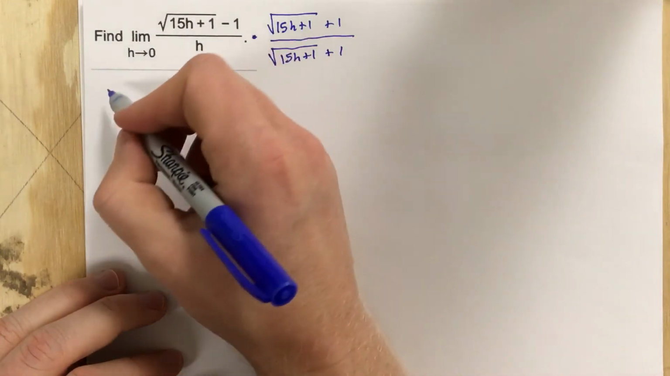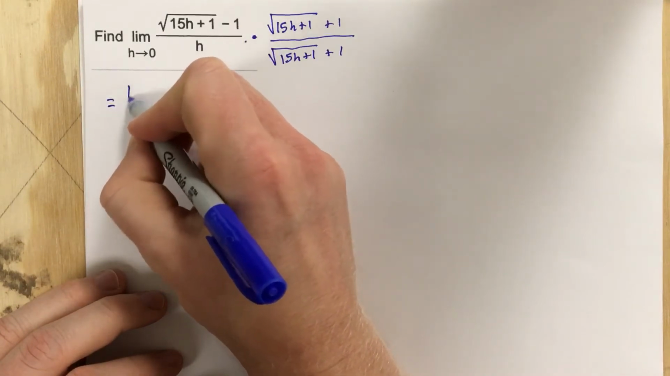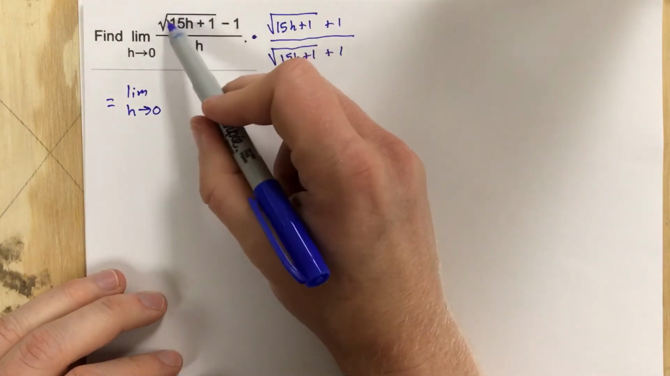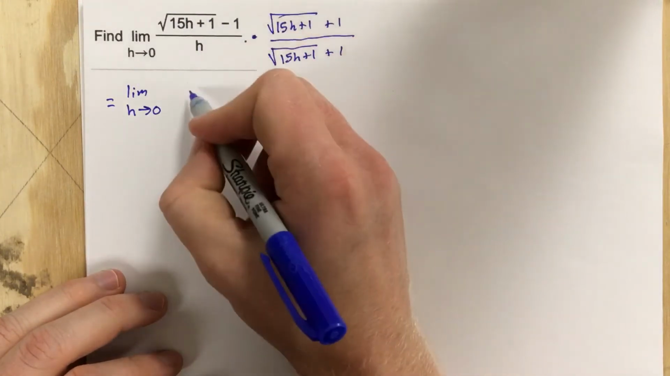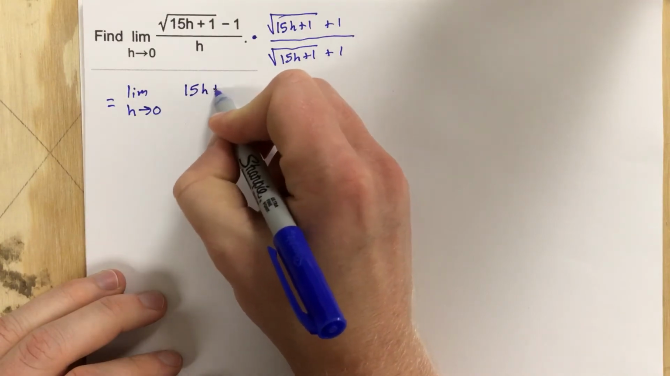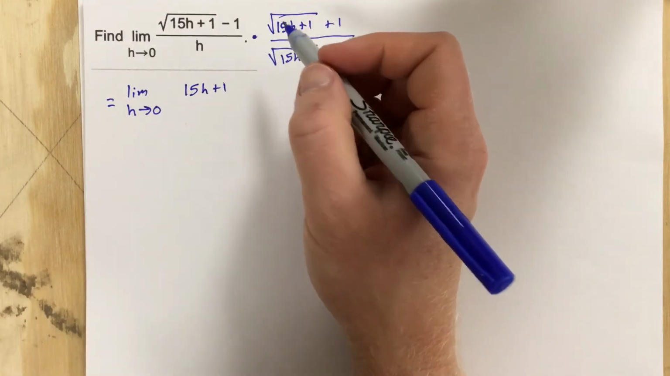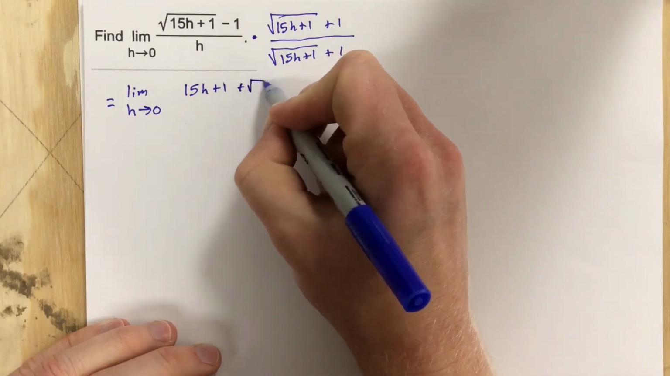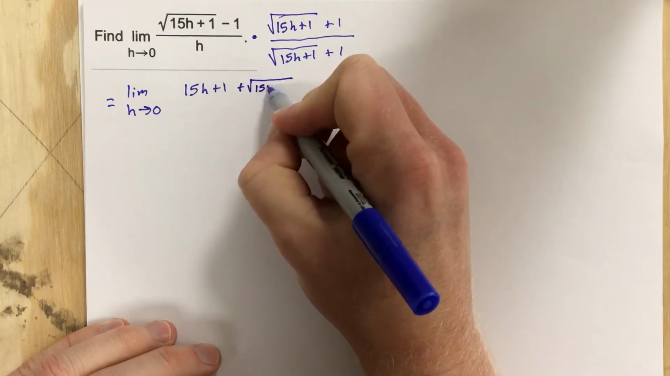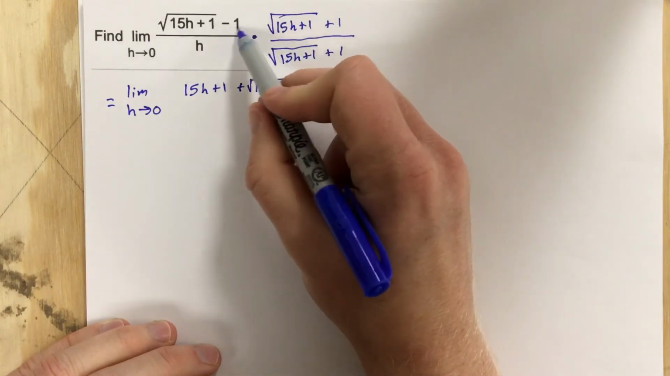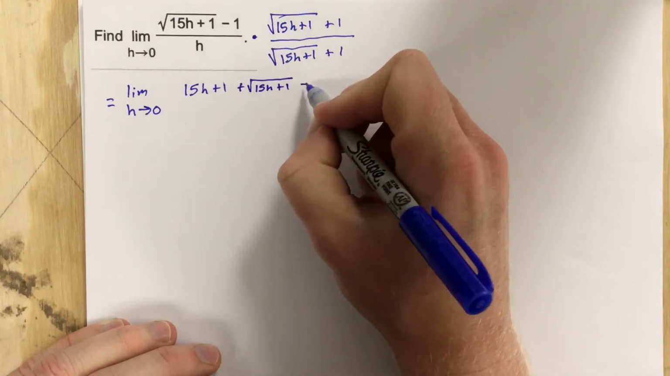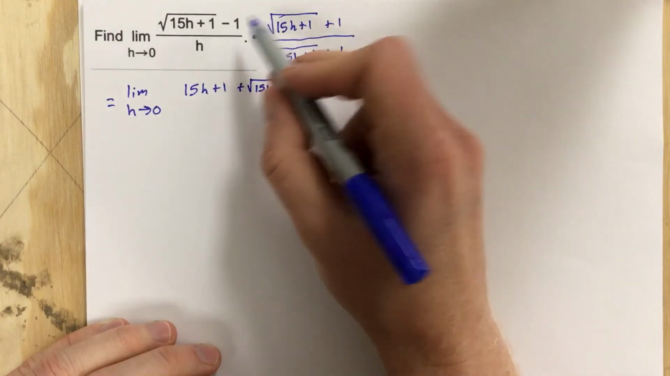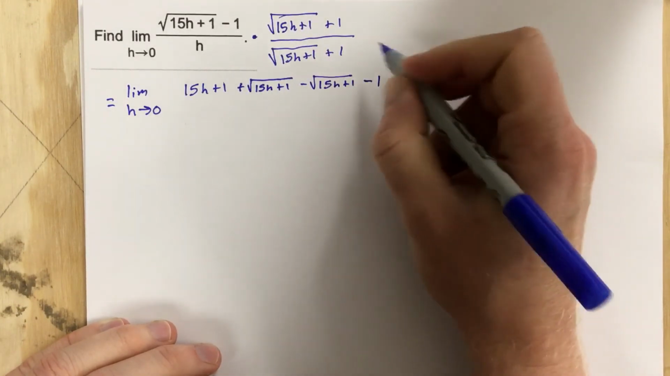When I multiply, I end up with the limit as h approaches 0 of this multiplied times this, which will give you just 15h plus 1. So when you take the radicals and multiply them, the radicals cancel. I take this radical times the 1, and I get plus radical 15h plus 1. Now I take the negative 1, I multiply it times this radical, and that'll be minus radical 15h plus 1. Negative 1 times 1, it's going to be minus 1.